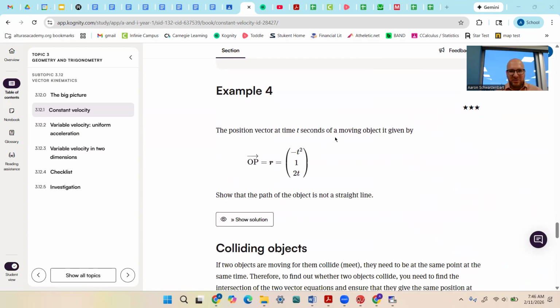The position vector at time t of a moving object is given by OP = r, which is (-t squared, 1, 2t). Show the path of the object is not a straight line. Well, I could do things like plug in values. At t equals 1, I get (-1, 1, 2).